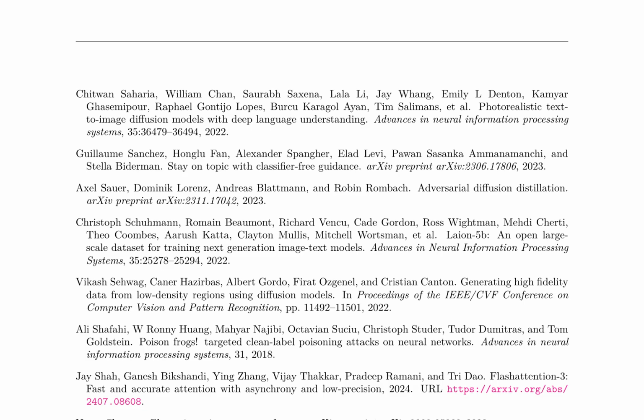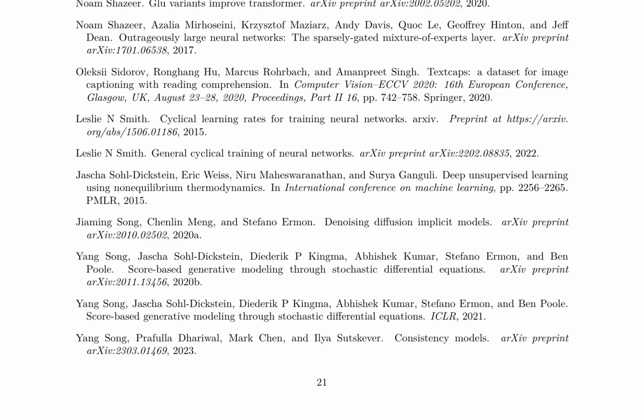The referenced papers present a comprehensive overview of recent advancements in machine learning, artificial intelligence, and computer science. The citations cover a broad range of topics, including text-to-image diffusion models, classifier-free guidance, adversarial diffusion distillation, and large-scale datasets for training next-generation image-text models. Notably, the papers by Chitwan Saharia et al. and Guillaume Sanchez et al. introduce photorealistic text-to-image diffusion models with deep language understanding and classifier-free guidance, respectively.